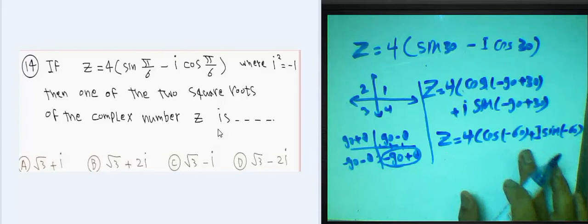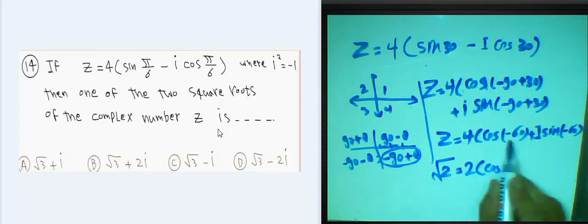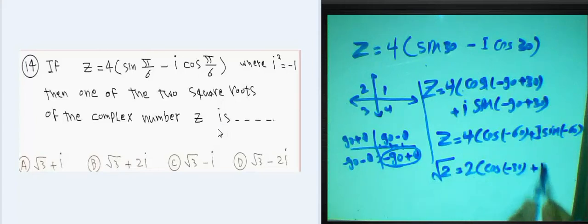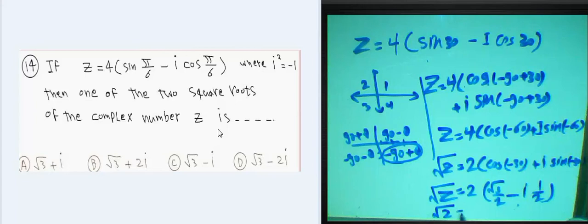Square root means getting half of this angle. Then the square root of z will be 2 times (cos(−30) + i sin(−30)). Cosine of negative 30 is root 3 over 2, and sine of negative 30 is negative half. Multiplying by 2 to find the square root of z, it will be root 3 minus i. Choose letter C.